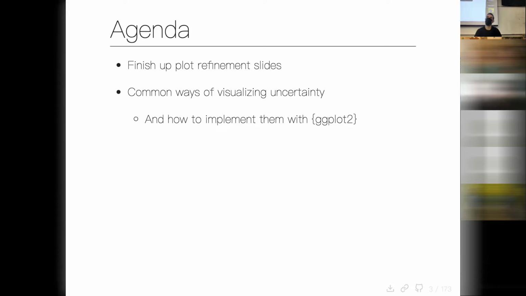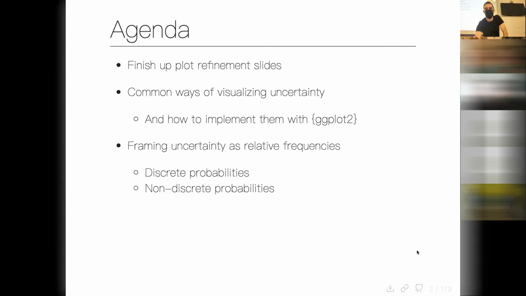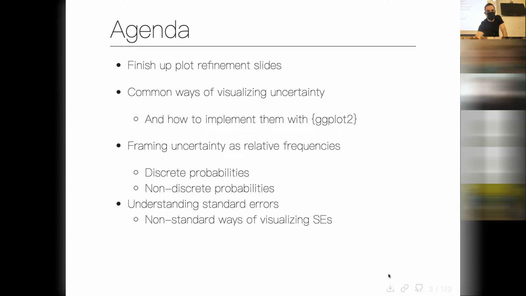All right, so our agenda for today, we're going to finish up on our plot refinement stuff, and then we will talk about common ways of visualizing uncertainty and how to implement them in ggplot. Okay, from there, the main thing that we're going to talk about is framing uncertainty in terms of relative frequencies rather than probabilities. We will talk about probability some too, but probabilities, as we'll see, are just difficult for us to interpret. We'll talk about standard errors and a few non-standard ways of visualizing standard errors.